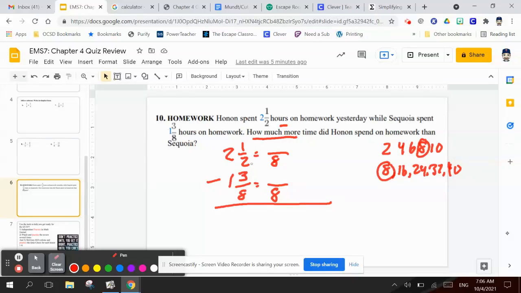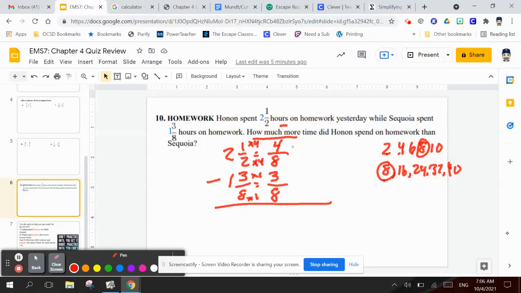So I multiply. What times 2 is 8? 1, 2, 3, 4. Whatever I do to the denominator, I have to do to the numerator. So 1 times 4 is 4. I do the same thing to the bottom. What can I multiply by 8 to get 8? Well, that's 1. So 3 times 1 is 3.